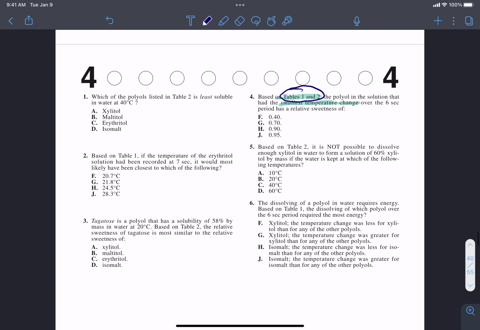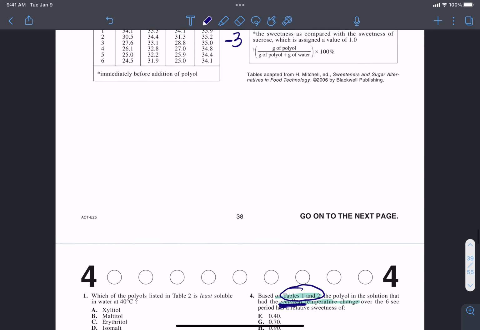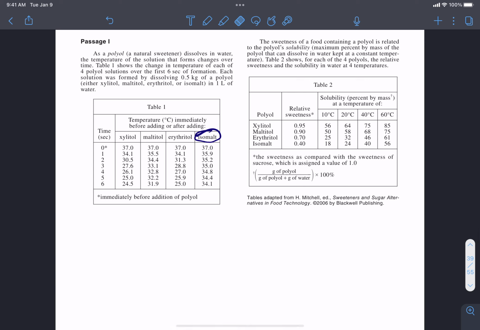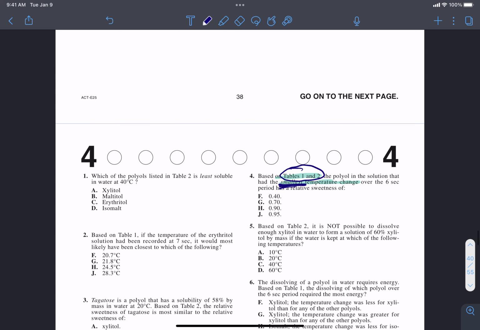All right. Again, it said the one with the smallest temperature change for question number 4. So we've identified isomalt as the one with the smallest temperature change. Remember what the question said, though. The question is asking us for the relative sweetness of the compound that had the smallest temperature change. So again, that was isomalt. So we look at table 2, and we find relative sweetness, which is right here. Isomalt had a relative sweetness of 0.4. Therefore, our answer is answer choice F.